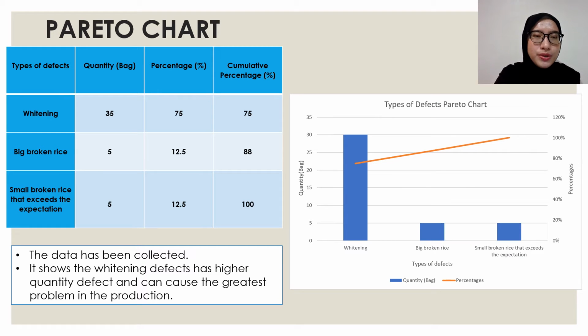Next, the tool that we use is the Pareto chart. From the table, we can see the data that has been collected. From the data, we can also find out that the whitening defect has the highest quantity of defects. Also, from the Pareto chart, we can find out that the whitening defect caused the greatest problem in the production.